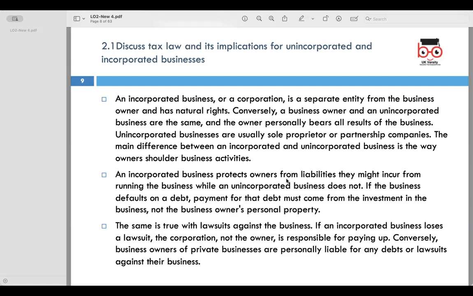So the key difference between a business that is incorporated and one that is not is how the owners run the business. An unincorporated business does not protect its owners from the debts they might incur while running the business. However, a business that is incorporated does. So what if the business does not pay a bill? The debt has to be paid from the investment in the business, not the personal property of the business owners. It is the same when someone sues the business. When a business is incorporated, the company, not the owner, pays the damages. If the business loses a lawsuit, on the other hand, private business owners are responsible for any debts or claims that their company faces.